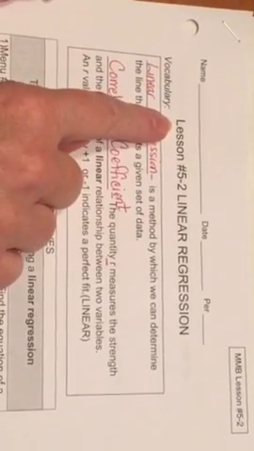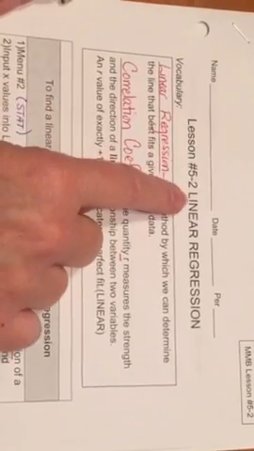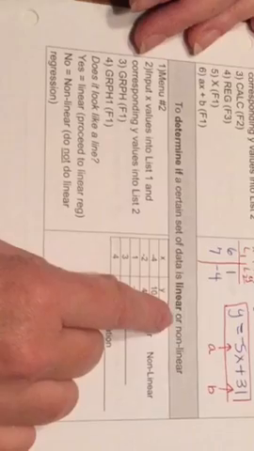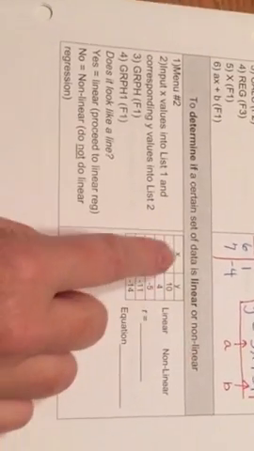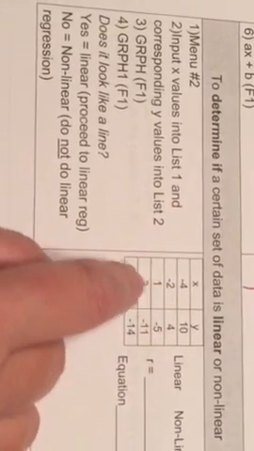So this is part 2 of the video tutorial for lesson 5.2 on linear regression. We've completed objective 1 and now we're going to look at objective 2. This is to determine if a certain set of data is linear or nonlinear. And the set of data we're going to look at is right here. So what I have is a set of 1, 2, 3, 4, 5 points.